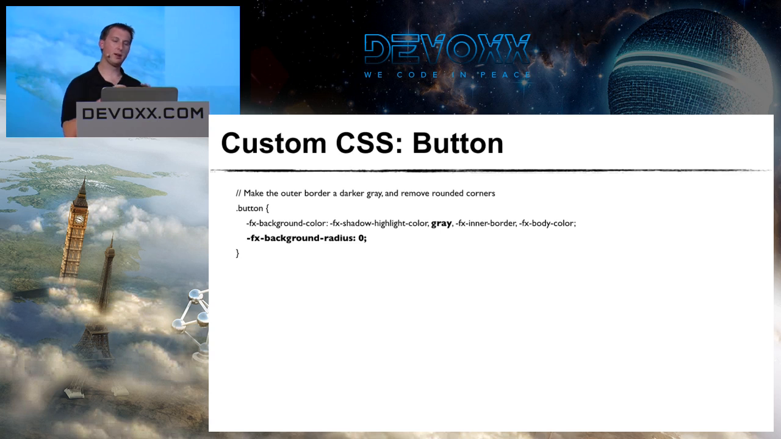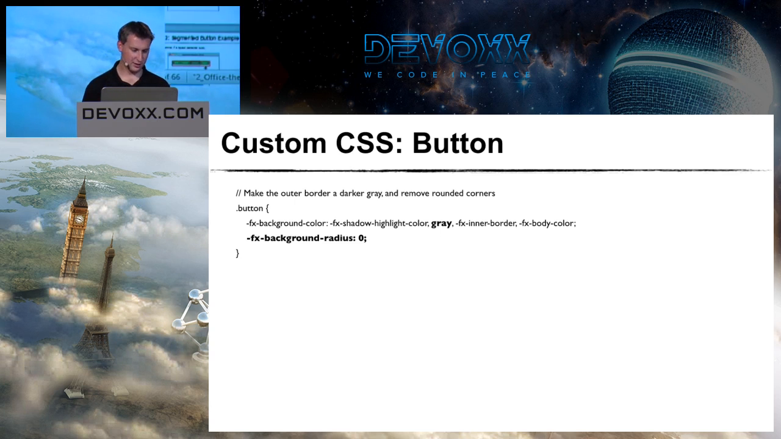And finally, we're making the border color of the buttons a darker gray, and we're making the radius square, basically, rather than round.